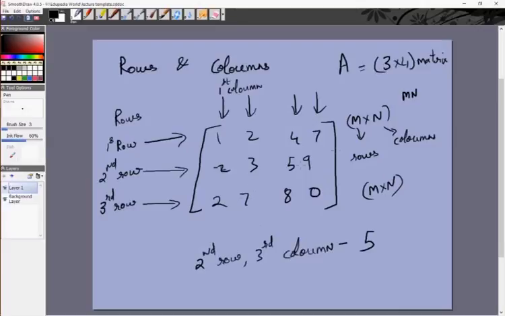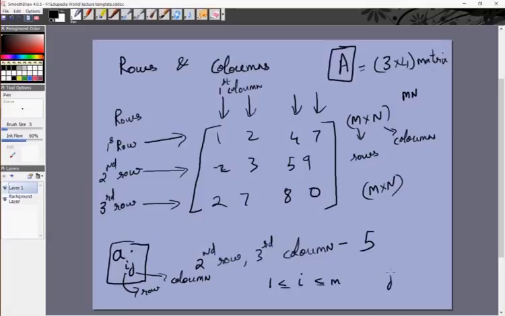Now we represent entries in a matrix as Aij. So just like we represent the matrix by a capital A, we represent the entries in the matrix by Aij, where I refers to the row and J refers to the column. Right, just remember this, that row always comes first. Now what will I be? I will always be either 1 or it will be M, and J will always be either 1 or N. Right, so Aij refers to the ith row and the jth column.